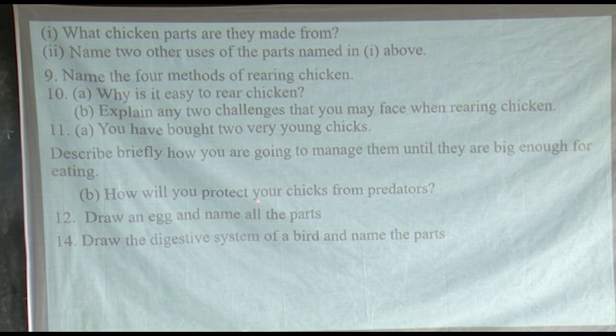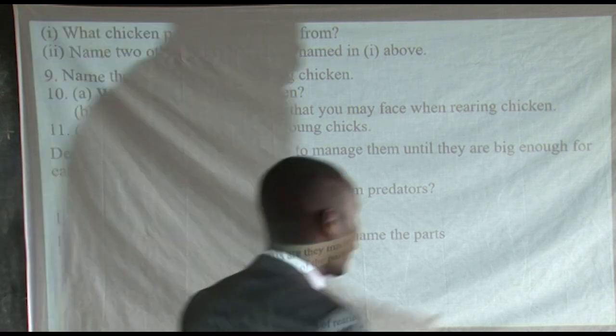Simply we can look at the last two numbers here. You can be asked to draw an egg and name all the parts with their functions. We are going to look at this just from now. And then also draw the digestive system of a bird and name the parts with their functions. Let us look at this as we come to the side.